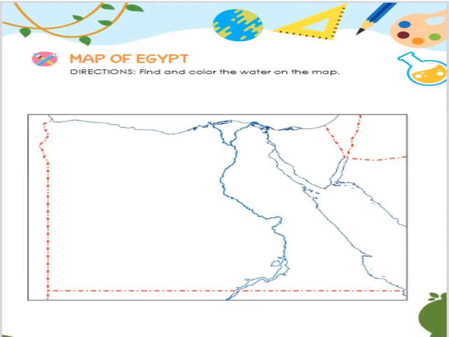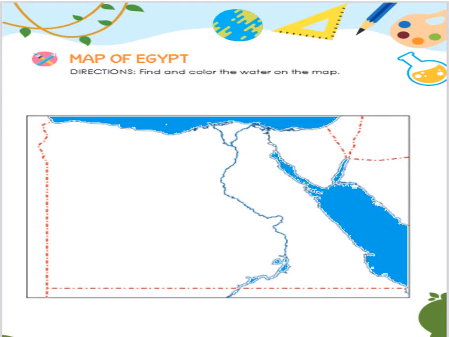Map of Egypt. Find and color the water on the map. We have two seas, the Red Sea and the Mediterranean Sea.